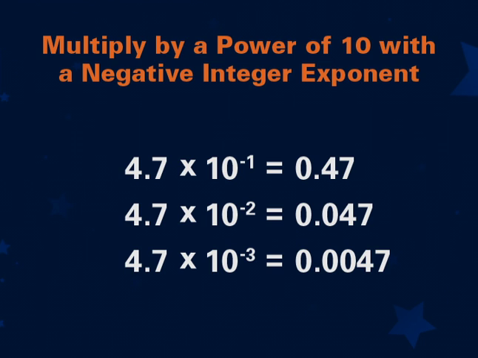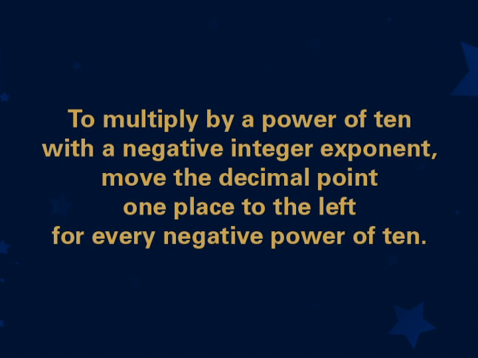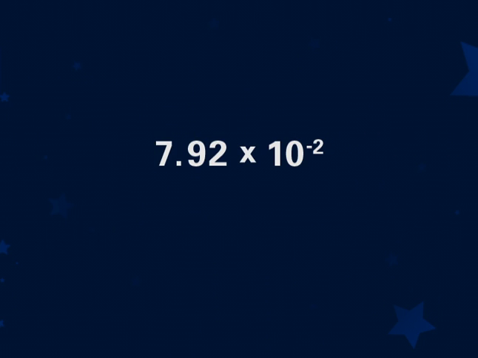Knowing the rules will help you remember what to do in a problem-solving situation. To multiply by a power of 10 with a negative integer exponent, move the decimal point one place to the left for every negative power of 10. Well stated. Let's put the rule to use.